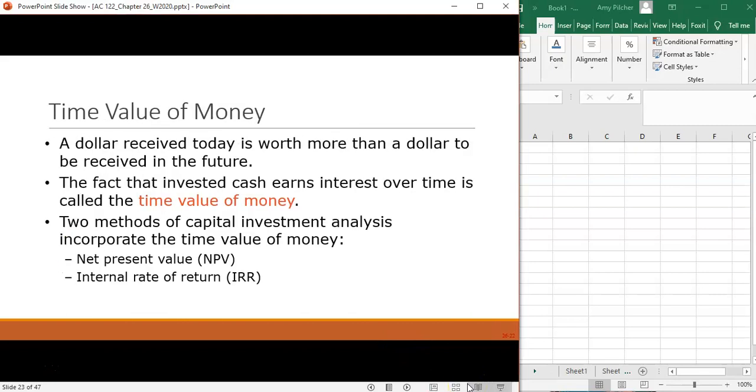The time value of money follows the concept that a dollar received today is worth more than a dollar to be received in the future. The reason for this is that money earns interest over time. Two methods that we look at for capital investment analysis that follow the time value of money are the net present value of that investment and the internal rate of return on the investment.